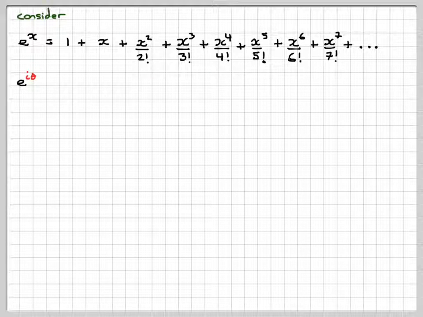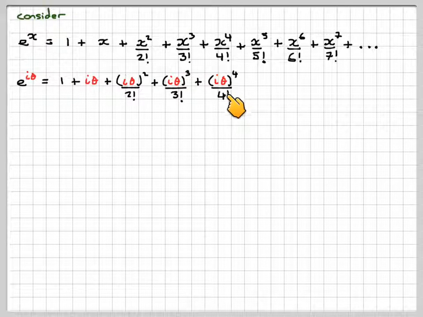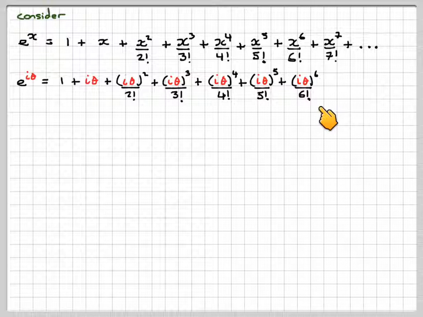If we replace the x with i theta, we're going to have 1 plus i theta plus (i theta) squared over 2 factorial plus (i theta) cubed over 3 factorial plus (i theta) to the power of 4 over 4 factorial plus (i theta) to the 5 over 5 factorial plus (i theta) to the power of 6 over 6 factorial plus (i theta) to the 7 over 7 factorial.